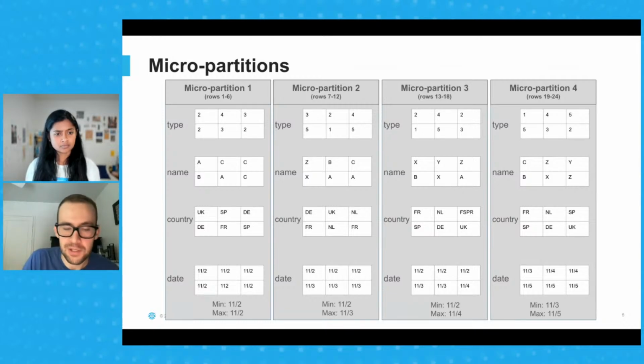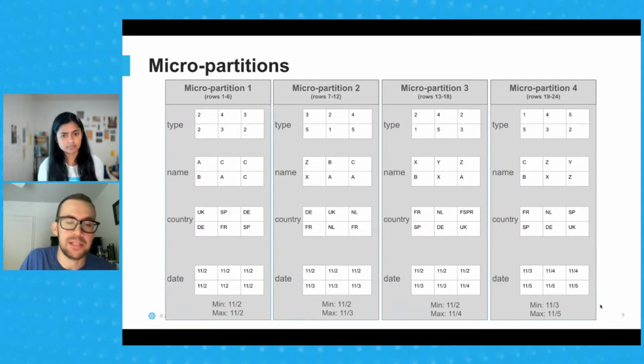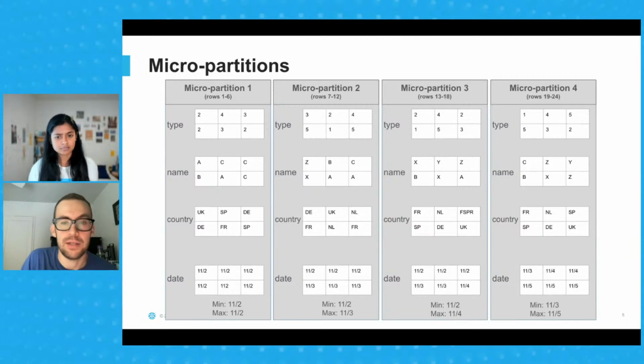Now, the secret sauce to making all of this work really well is the metadata that we keep internally on each of your micropartitions. When our query engine runs and decides whether it needs to scan each of these micropartitions, it can first consult this metadata to decide if that micropartition has any possibility of containing the data that the query is filtering to and looking for.